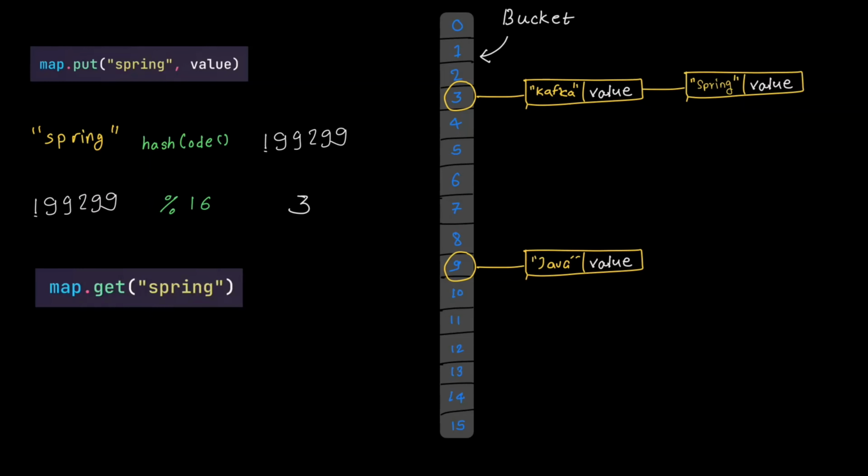Now in this case, when map.get("Spring") is called, map.get would go and first look at the index 3. It will start looking at index 3, then it will use equals to check each value in this list one by one. And whenever it finds "Spring" as a value, it will return that. So what we see is, in case of collision, a list is created.